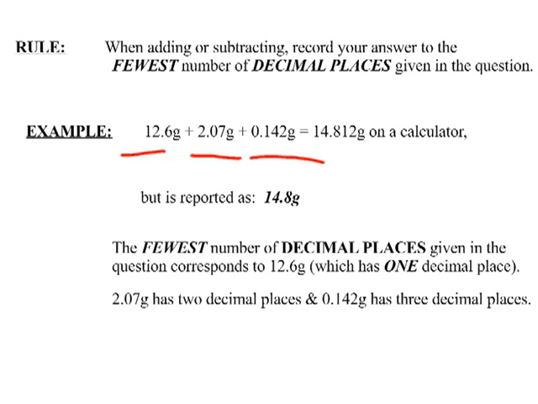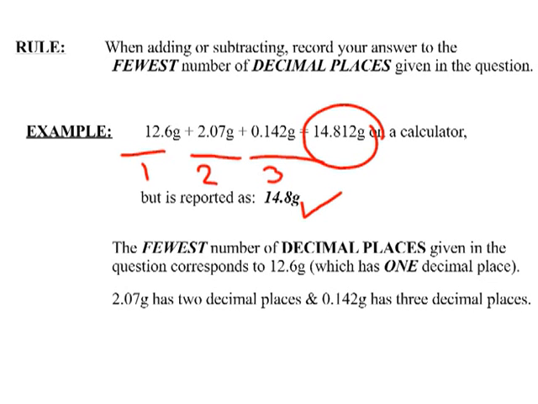So 12.6 after the decimal place has one digit. 2.07 after the decimal place has two digits. And 0.142 grams has three digits. So therefore, I have to record my final answer with the fewest number of decimal places that I'm given. With 14.812 grams, I need one digit after the decimal, which is 14.8 grams. So this is the proper number of significant digits for this question.